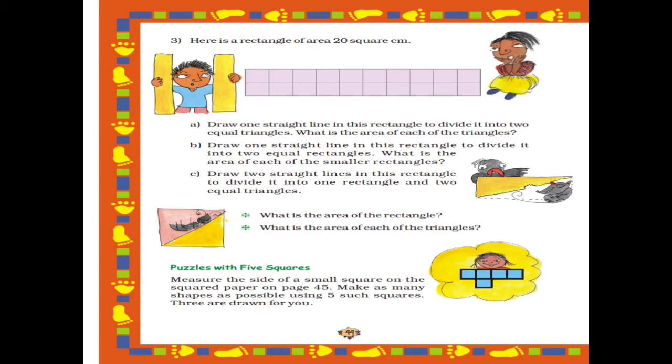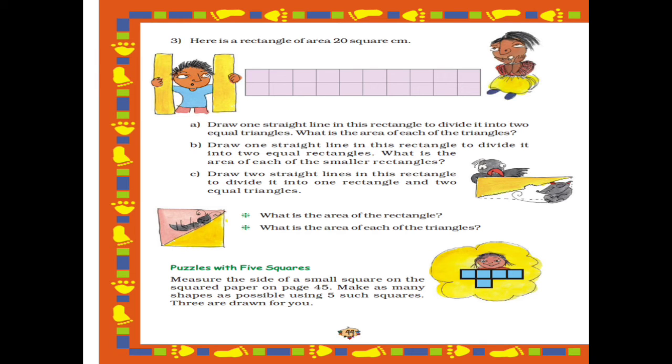Now let's read ahead. Here is a rectangle of area 20 square centimeter. Now you carefully observe this. Now what we have to do with this rectangle? Let's read. Draw one straight line in this rectangle to divide it into 2 equal triangles. You have to draw a straight line in such a way that the rectangle is divided into 2 equal triangles, and then you have to find the area of each of the triangles.